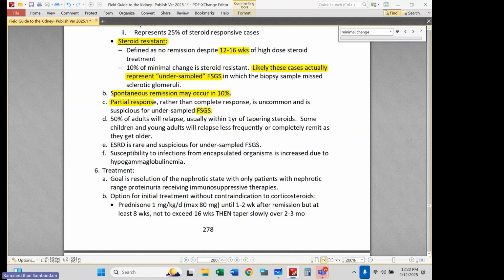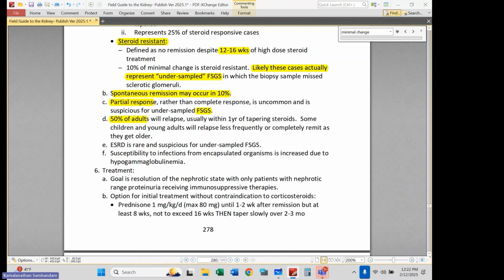Now, patients will relapse, and you need to prepare yourself for that, or to prepare your patient for that. So you should have them be on the lookout for signs of relapse. That usually happens within a year of tapering the steroids, but can happen even years down the road. We've had patients who have been in remission for greater than a year and then relapse at year 2 or 3. Okay, so certainly that can happen.